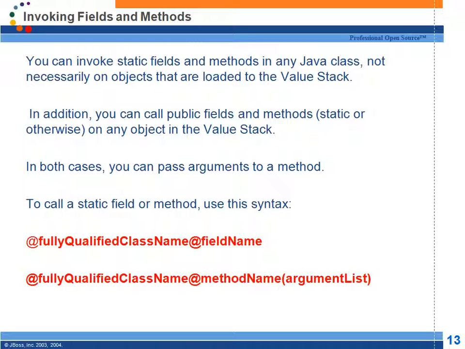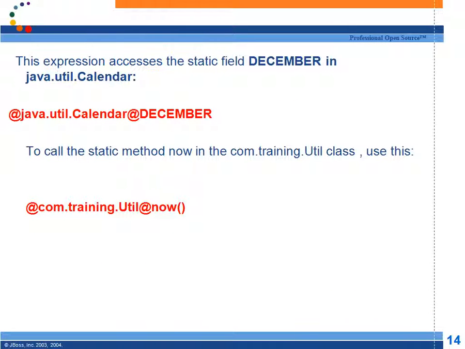Let's see with an example. See, there is a class called Calendar in java.util. Suppose you want to refer to a static field called December, then at qualified class name at December. This will print the value of the static field called December in this class, right? Or suppose you want to call a static method now on a class called com.training.Detail, you use at com.training.Detail at now. This is how you can access a static method.